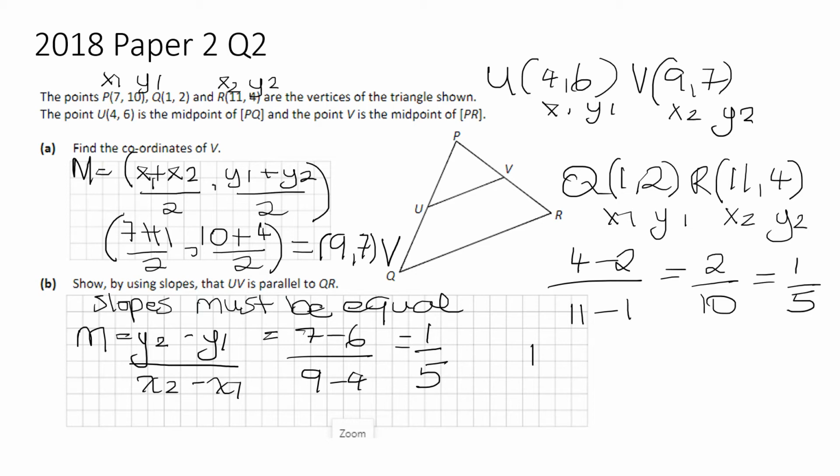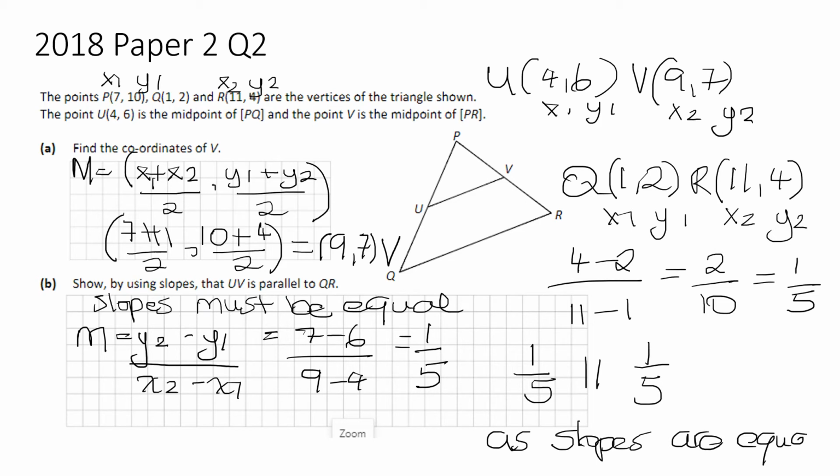So you can say that 1/5 is parallel to 1/5 as slopes are equal. There is a mark going for an explanation or just a conclusion, so bear that in mind. And those symbols there are parallel.